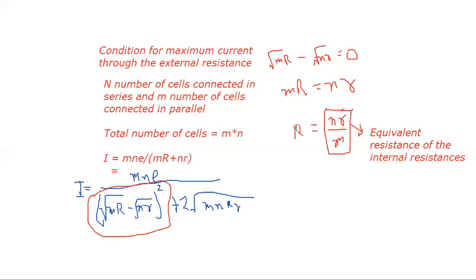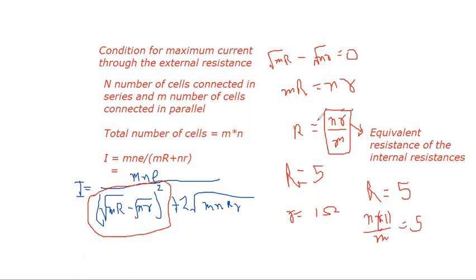For example, let me say that you have capital R equal to 5 ohm, and you have cells with internal resistance equal to 1 ohm. So you have to make nr by m equal to 5. Since r is 1, n by m is equal to 5. You can connect all the cells in series, and n is equal to 5 if m is equal to 1. So you get n number of cells connected in series and only one branch.